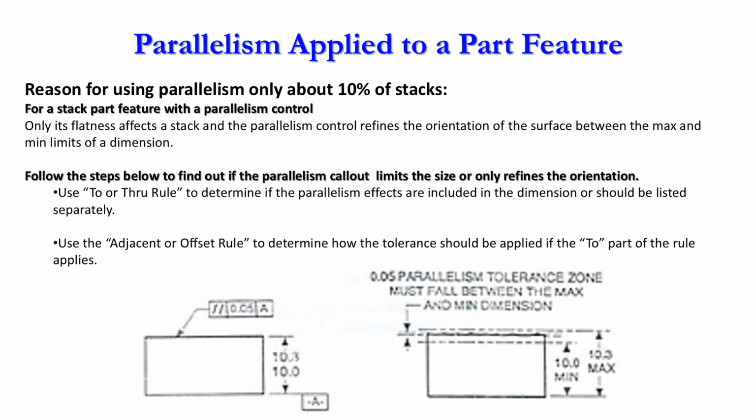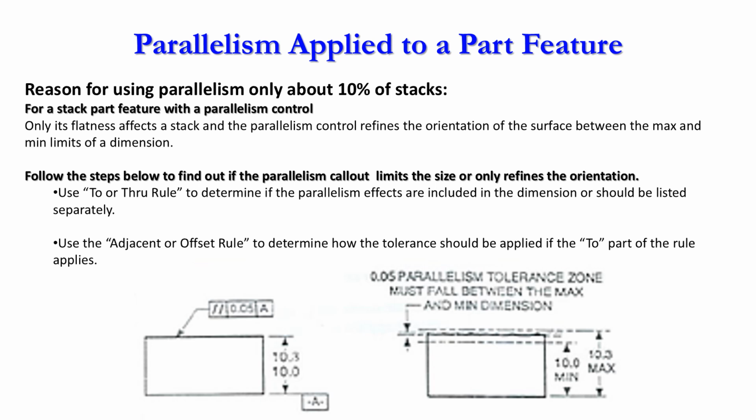Parallelism applied to a part feature. The reason for using parallelism: only about 10% of stacks. For a stack part feature with a parallelism control, only its flatness affects the stack, and the parallelism control refines the orientation of the surface between the maximum and minimum limits of a dimension. Follow the steps below to find out.